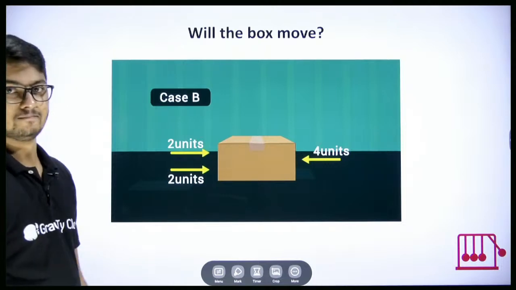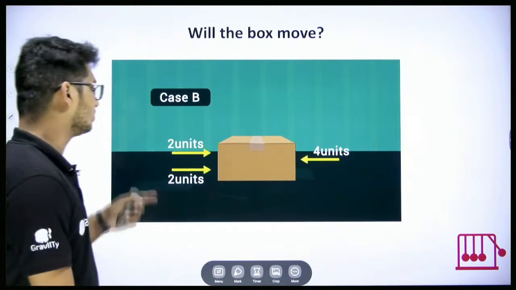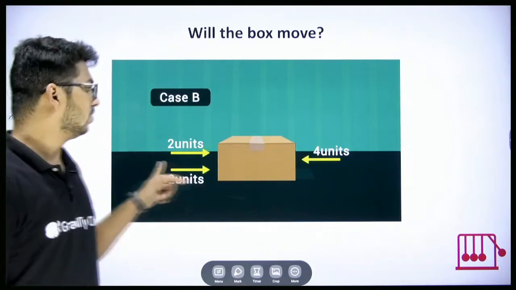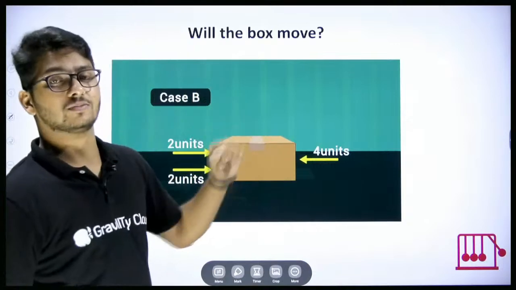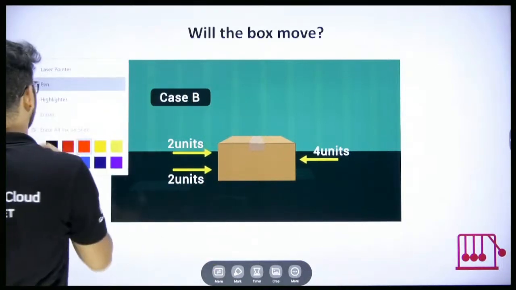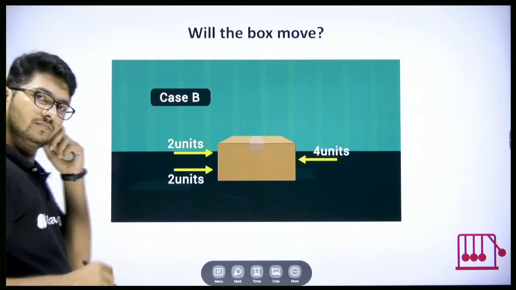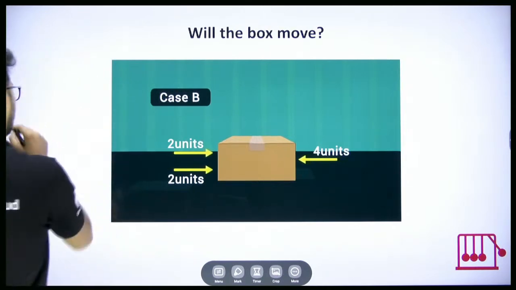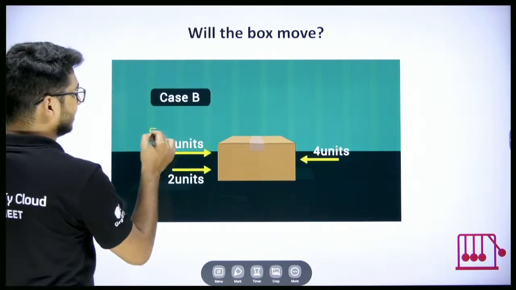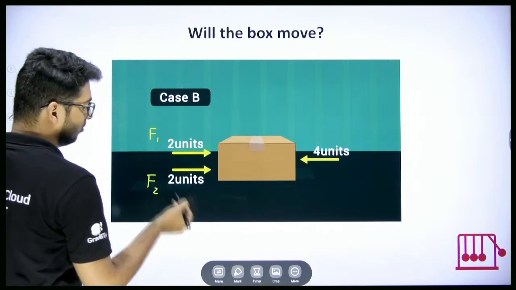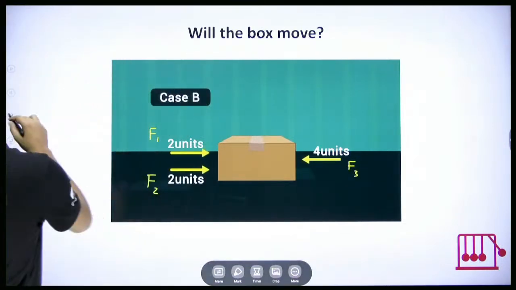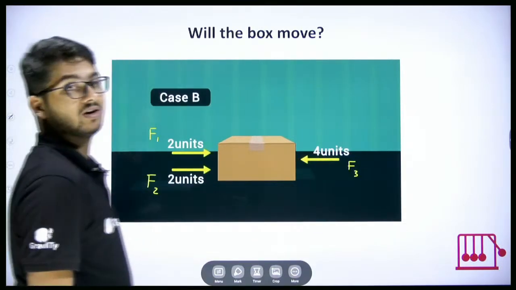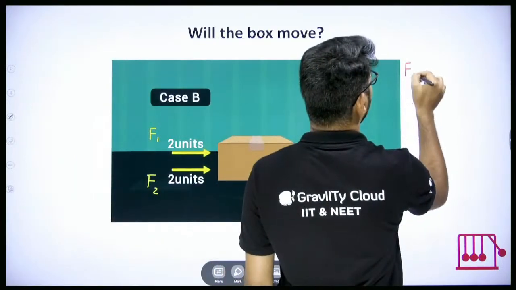Okay. I'll take another example. This is a pretty interesting case. How many forces do we have? 1, 2, 3. We have 3 forces acting. The same question, will the box move? Now it becomes interesting. If I want to name them, one force is F1, here let's say F2, here let's say F3. Then let's try getting the net force. So how will you get net force here?